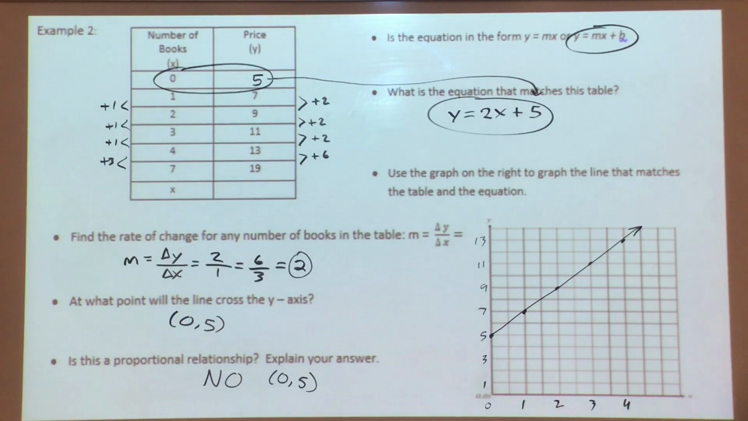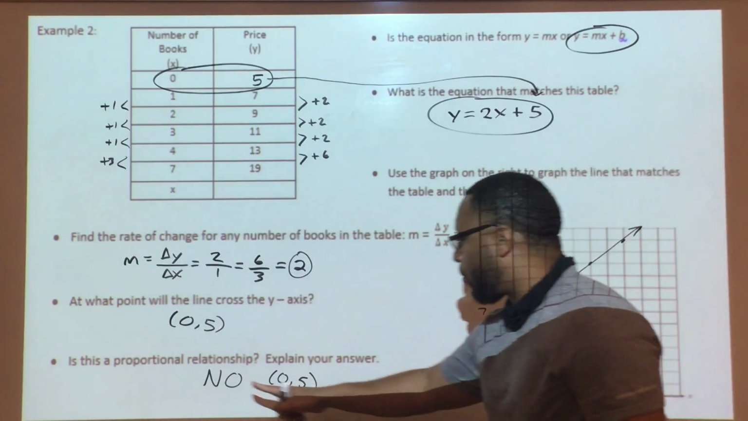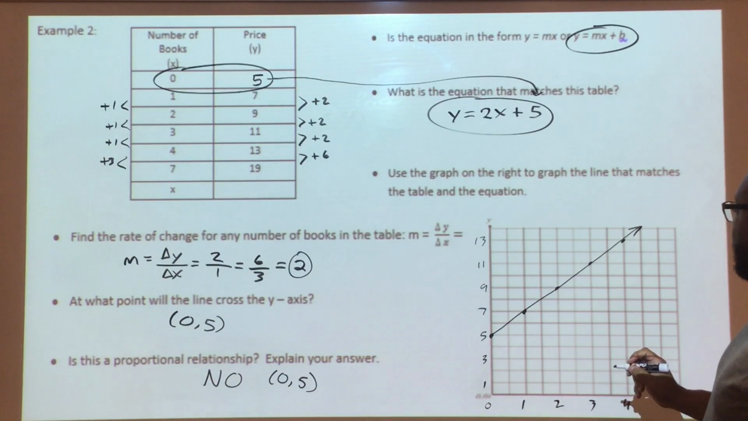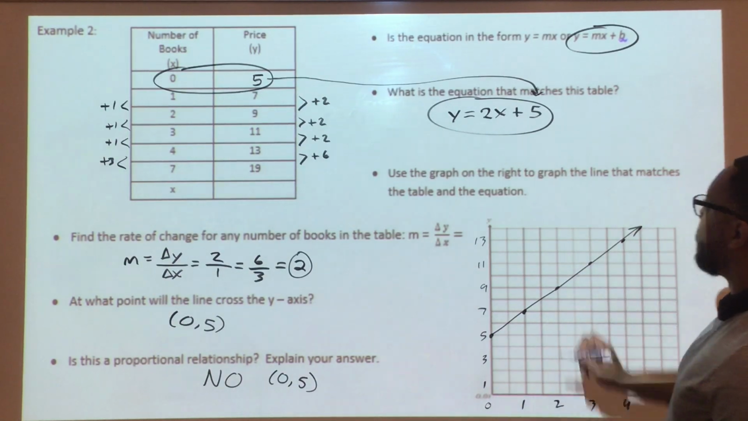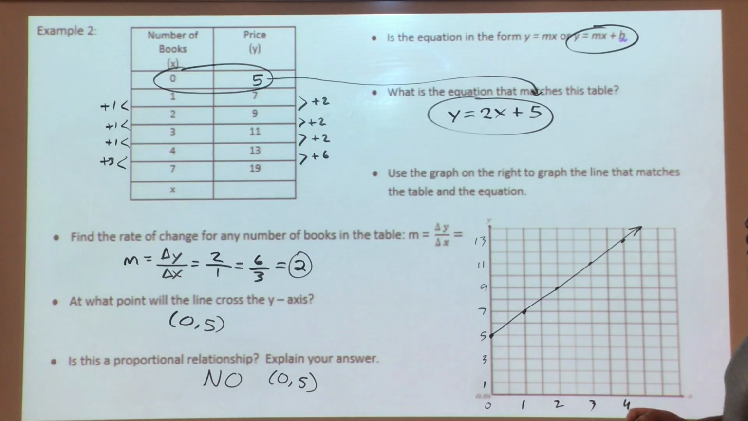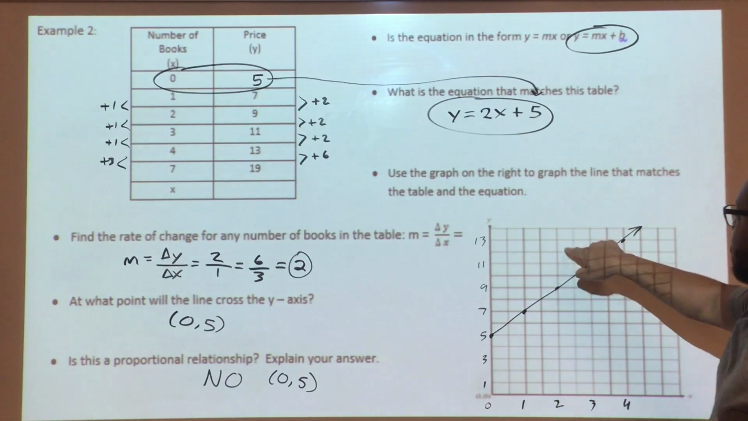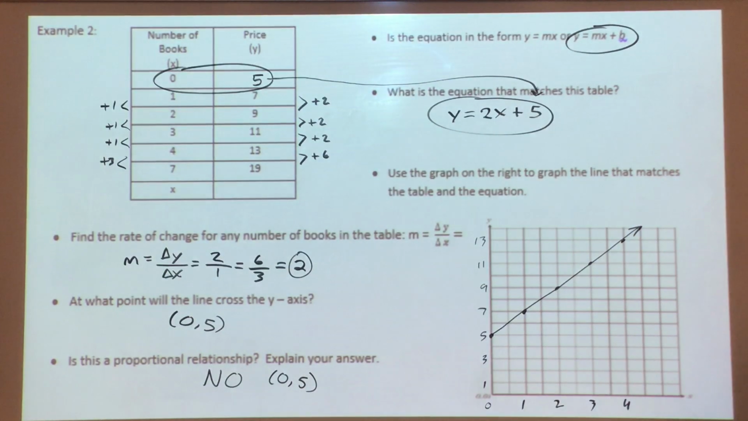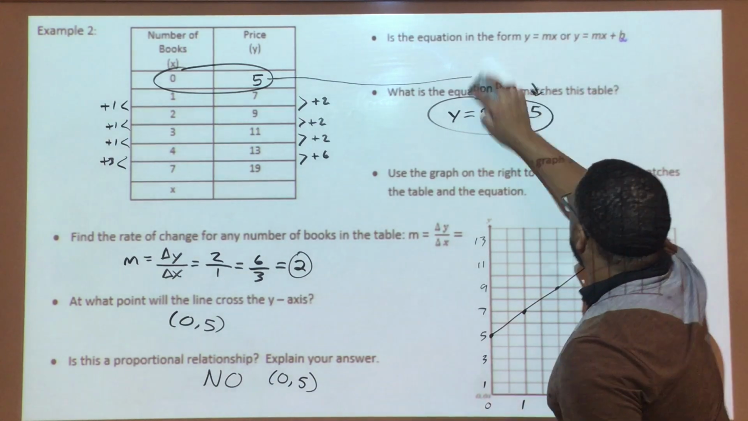So you will see, because it is not proportional, it does not go through 0, 0, and it goes through 0, 5 instead. And again, you see 3 methods of representing the same information. Y equals 2x plus 5. This is the graph that matches it. That is the table that matches it. So again, you got 3 different ways of expressing the same information. All right.